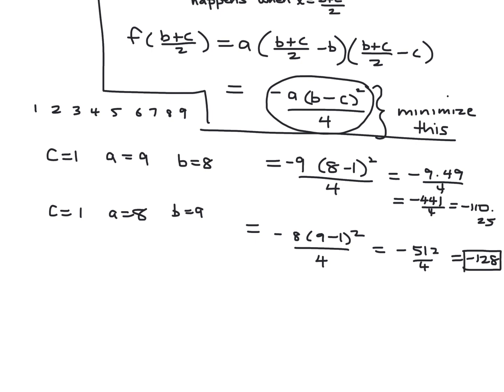I think you can fiddle around with these numbers, but I think that is the lowest I can get by choosing 3 distinct values from those 9 digits.